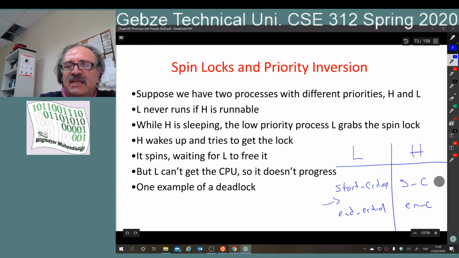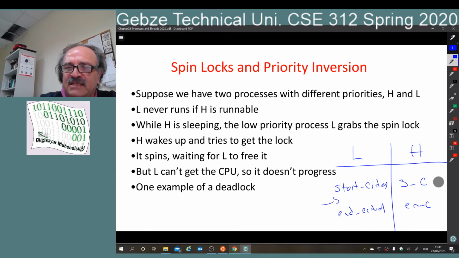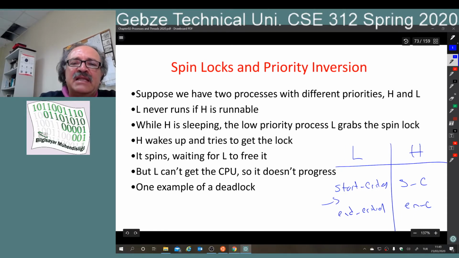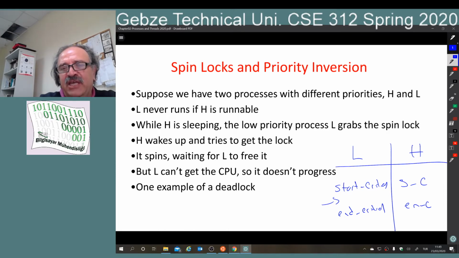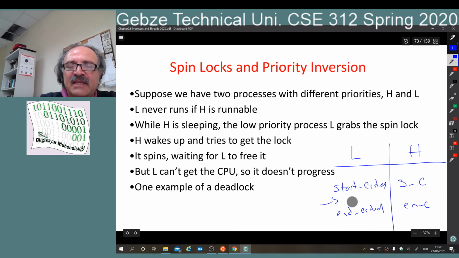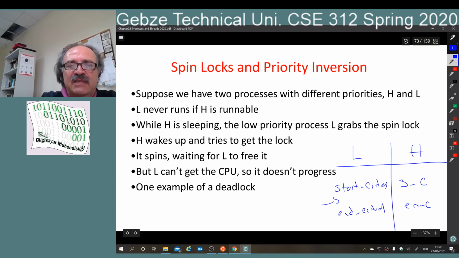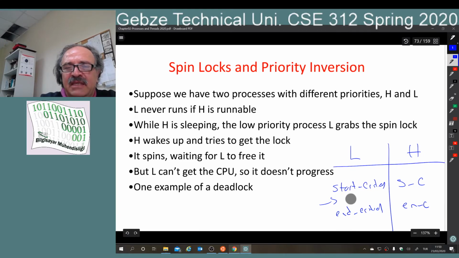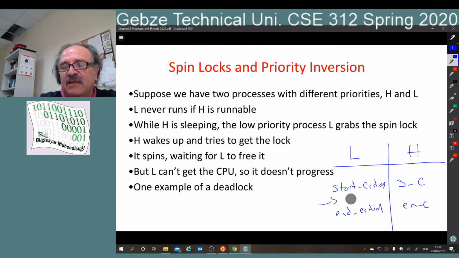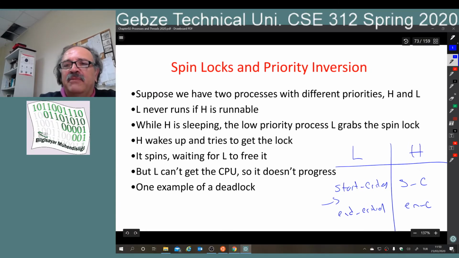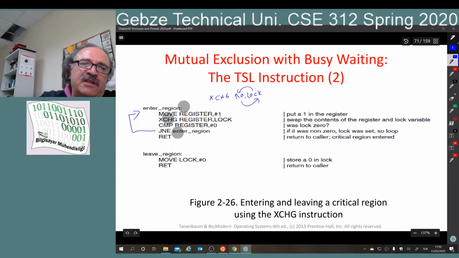H will run. If an interrupt happens, the operating system will check if anybody else is ready to run. L is ready to run, but I cannot let L run while H is runnable, and it will let H run again. H will run in an infinite loop, and L will never find a chance to run so that it can release the lock. H wakes up and tries to get the lock. It spins, waiting for L to free it, but L can't get the CPU, so it doesn't progress. So L will be interrupted in this critical region. Although it is ready to run, the operating system will never let it run, because H is runnable, but H is running something stupid: this infinite loop.